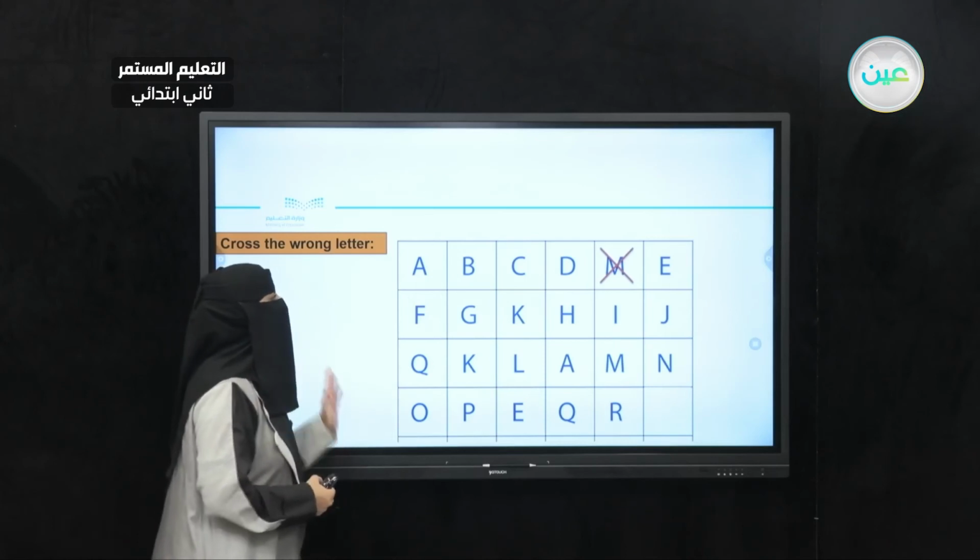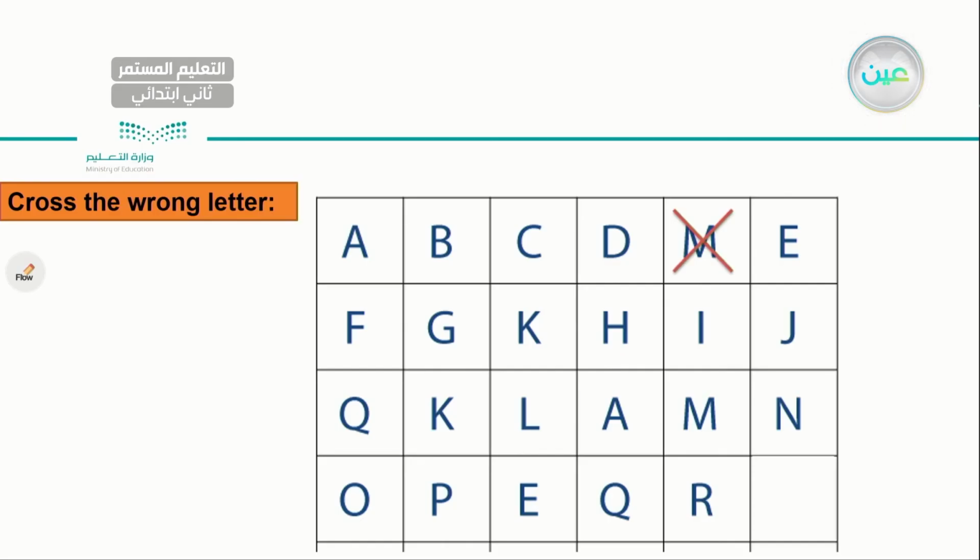Okay, I have A, B, C, D, and then I place letter M, which is wrong. Okay, it's wrong. So I crossed it. So A, B, C, D, E. Let's go ahead. F, G. Okay. So what comes after G is letter H.